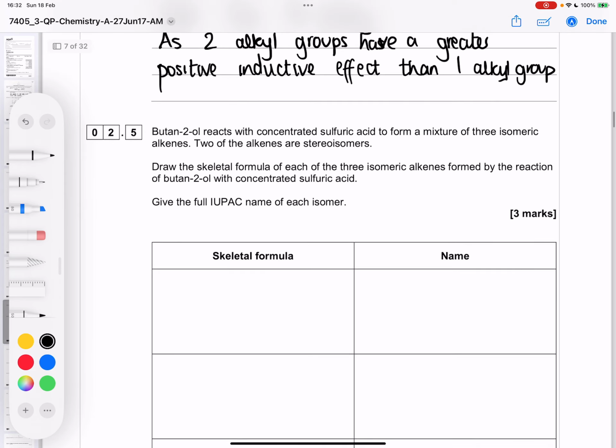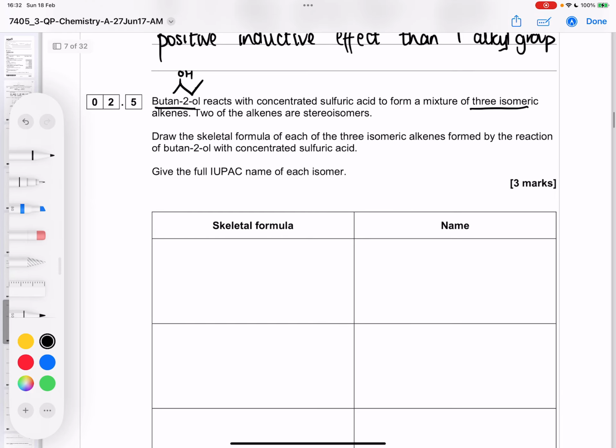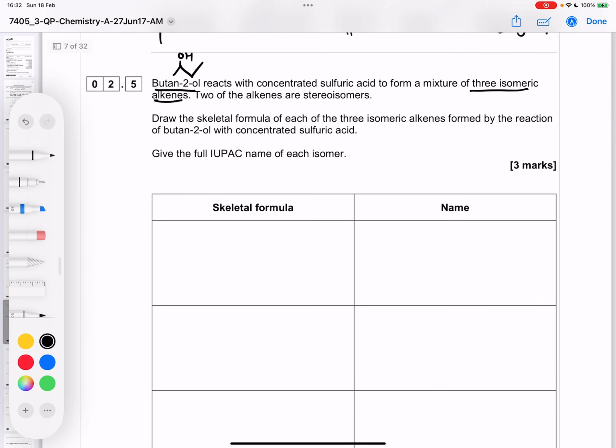Now it says butan-2-ol, so remembering that that is like this with an alcohol group on number 2, forms a mixture of 3 isomeric alkenes. Now, if we think about that, the double bond, when the OH is lost and the H next door, we could either go to the 1, we could go to the 2. So why is it 3? So it says draw the skeletal formula of 3 isomeric alkenes.